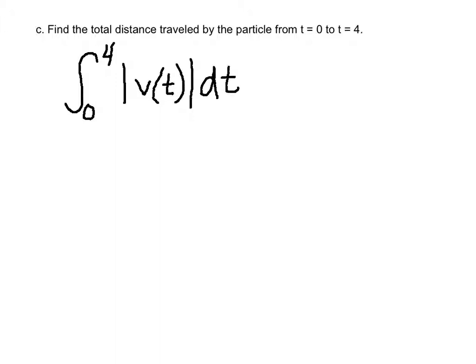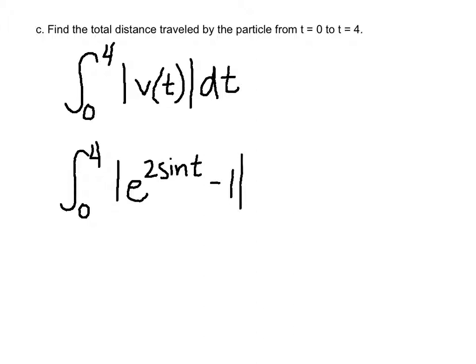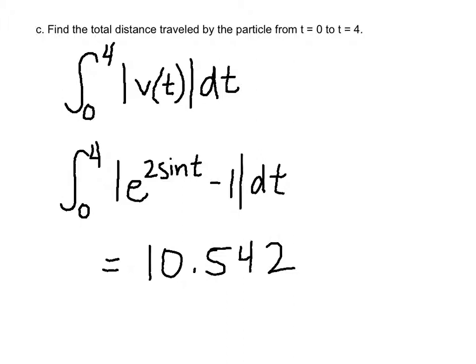But since it's total distance, you need to count all the negative area it traveled as well as the positive area. When you get to this point, it is usually best to just plug it into your calculator and solve, because you're allowed a calculator in this part. When you plug it in, you get 10.542.